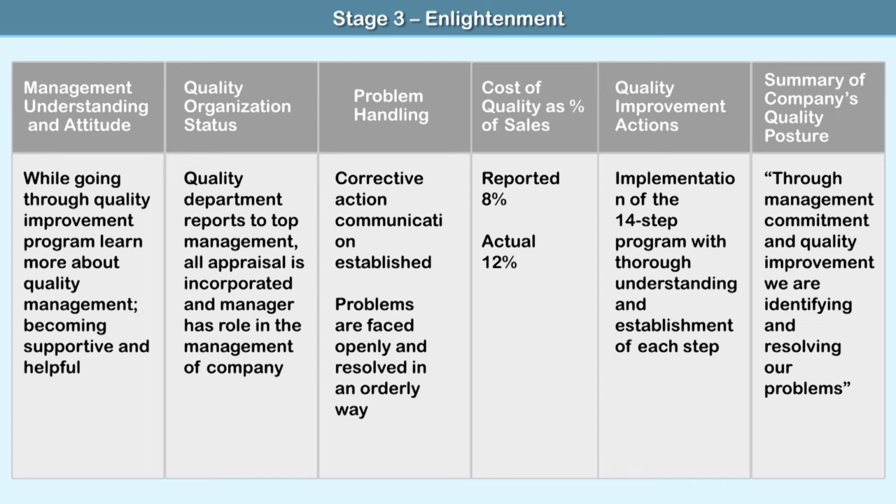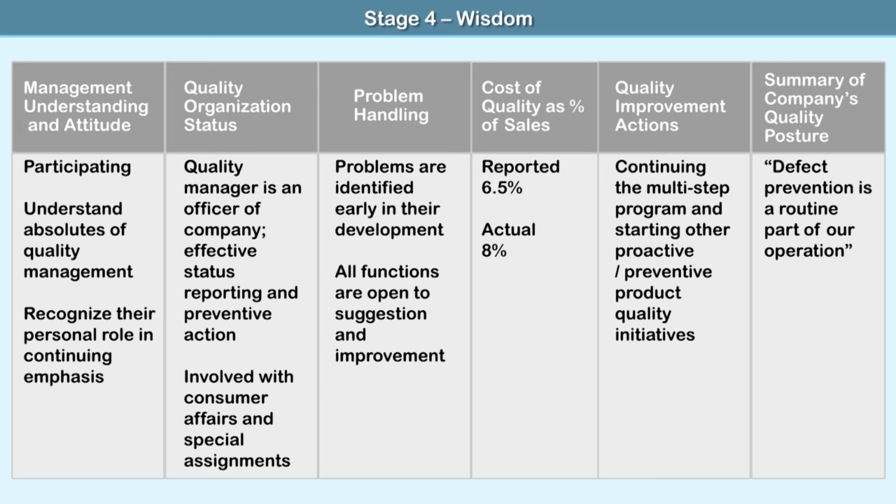Summary of company quality posture. Through management commitment and quality improvement, we are identifying and resolving problems. Stage 4 is of wisdom. Management understanding and attitude is participating, understand absolutes of quality management, recognize their personal role in continuing emphasis.